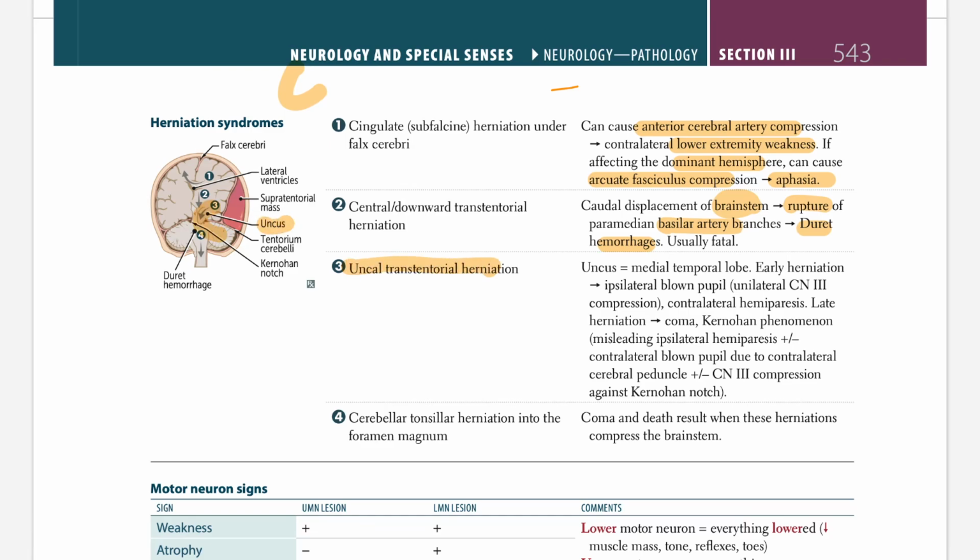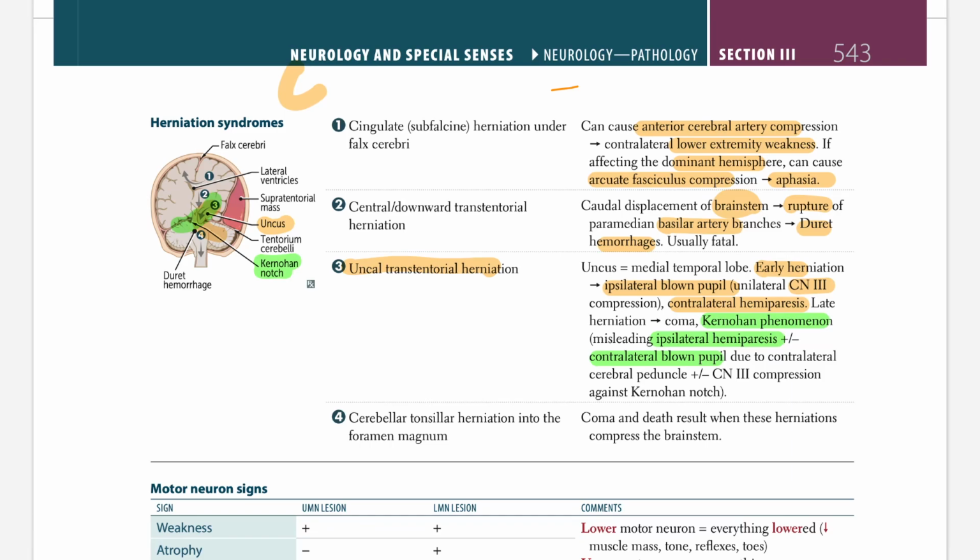If it goes on the unilateral side, which is seen in earlier herniation, it is going to cause ipsilateral compression of CN3, causing an ipsilateral blown pupil and contralateral hemiparesis. But in the later stage, it is going to compress the other side, the Kernohan notch. When it compresses the Kernohan notch, that's called Kernohan phenomenon, which causes ipsilateral hemiparesis and a contralateral blown pupil due to the contralateral peduncle being affected and compressed against the Kernohan notch.